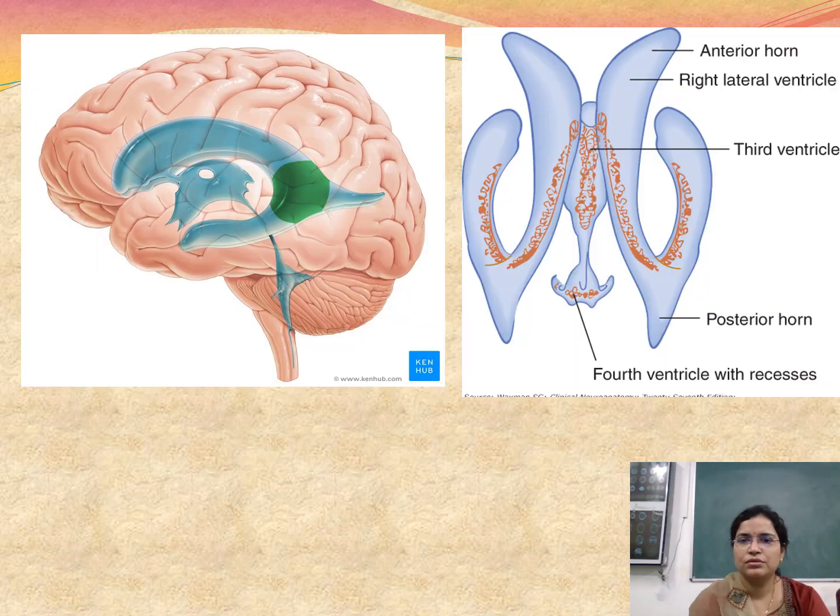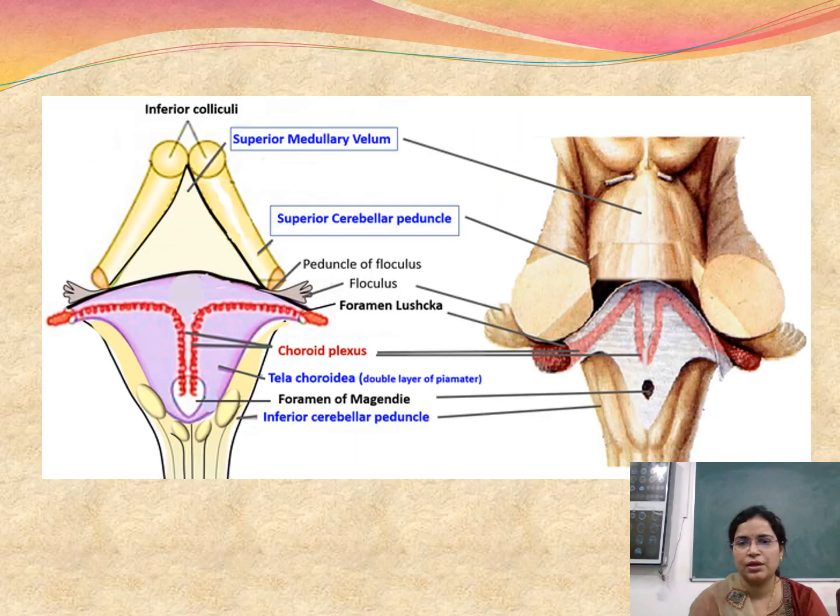Here we see the anterior horn of the lateral ventricle. Now this is the interventricular foramen. This is the third ventricle. Then it is the aqueduct of Sylvius. This is the fourth ventricle. And then this is the opening into the spinal central canal.